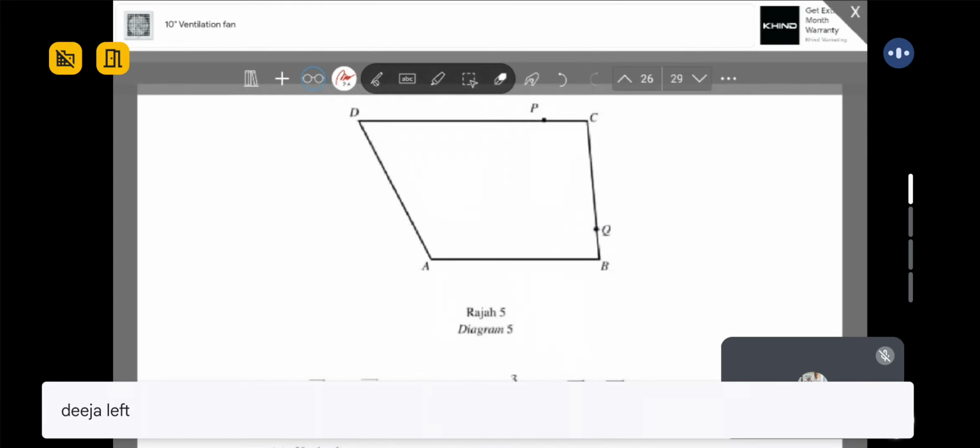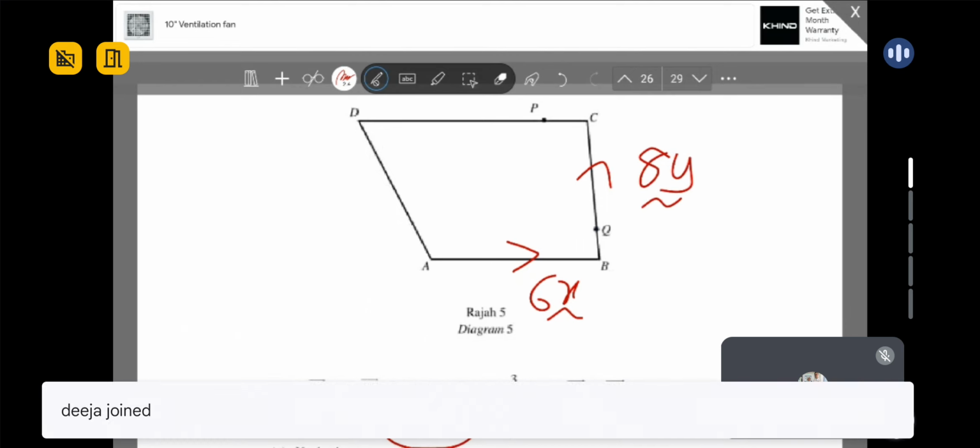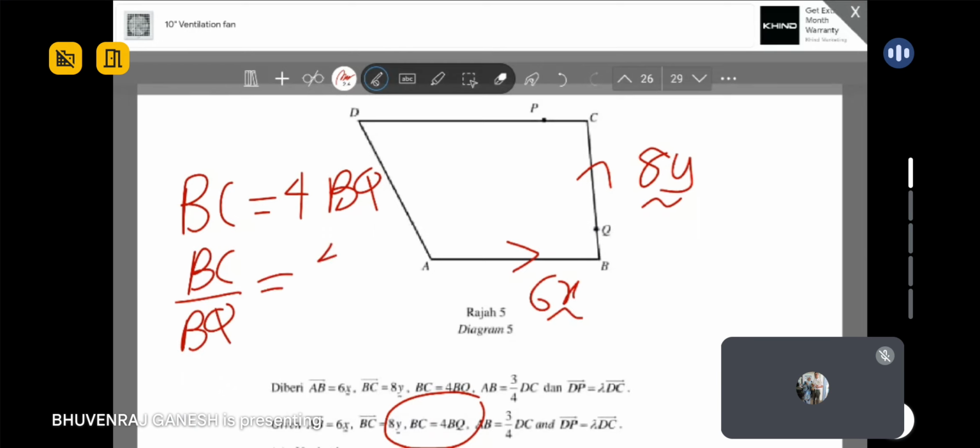Okay, so for vector, you just label the diagram first. Okay, 6x and then 8y. Okay, so BC equal to 4BQ. Okay, so you must understand the ratio. Kena faham nisbah. Okay, so BC over BQ equal to 4 over 1. Ini cara kamu convert guys. Dari persamaan ke nisbah. Okay, so basically BC is 4 part, BQ is 1 part. So QC is 3 part.